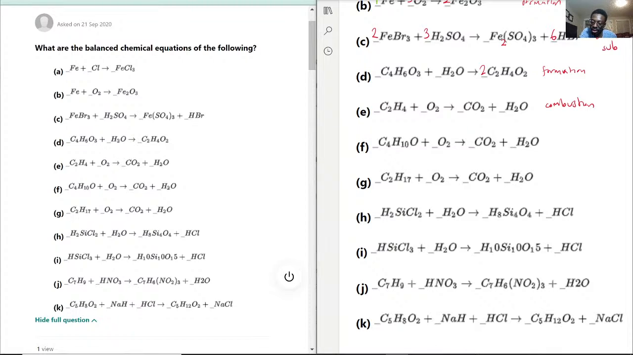So for this one, let's start again with the carbons, because they only come from 1 place. So C2 here, so we need 2 of these, right? And now the hydrogens, we have 4. So H2, we need 2 at least, okay? So we have 2C, which is C2, and 2H2, which is 4H.